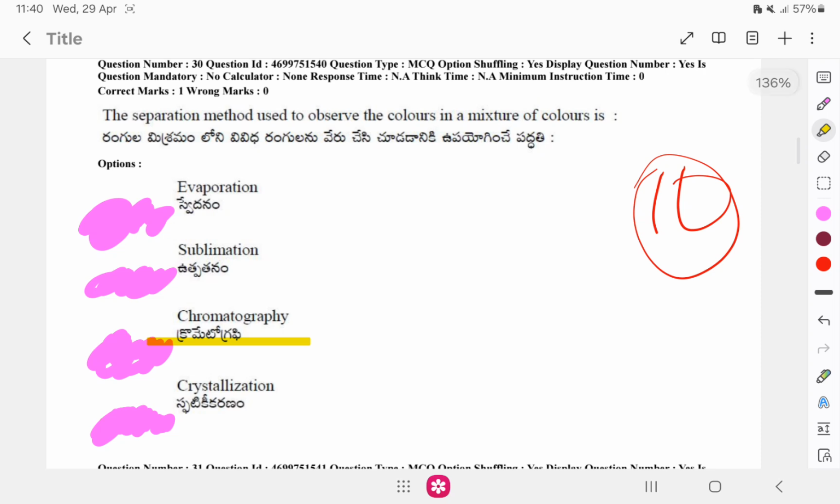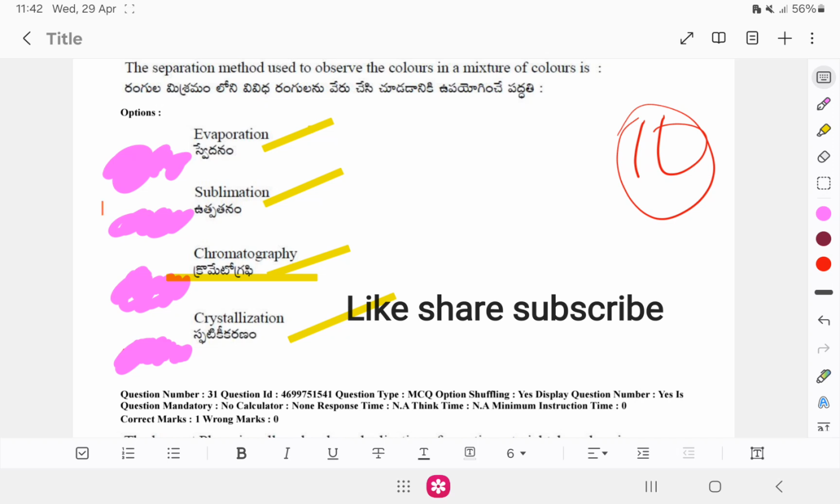You have learned evaporation, sublimation, crystallization, chromatography. So friends, today we solved 10 PYQs from the subject physical science.